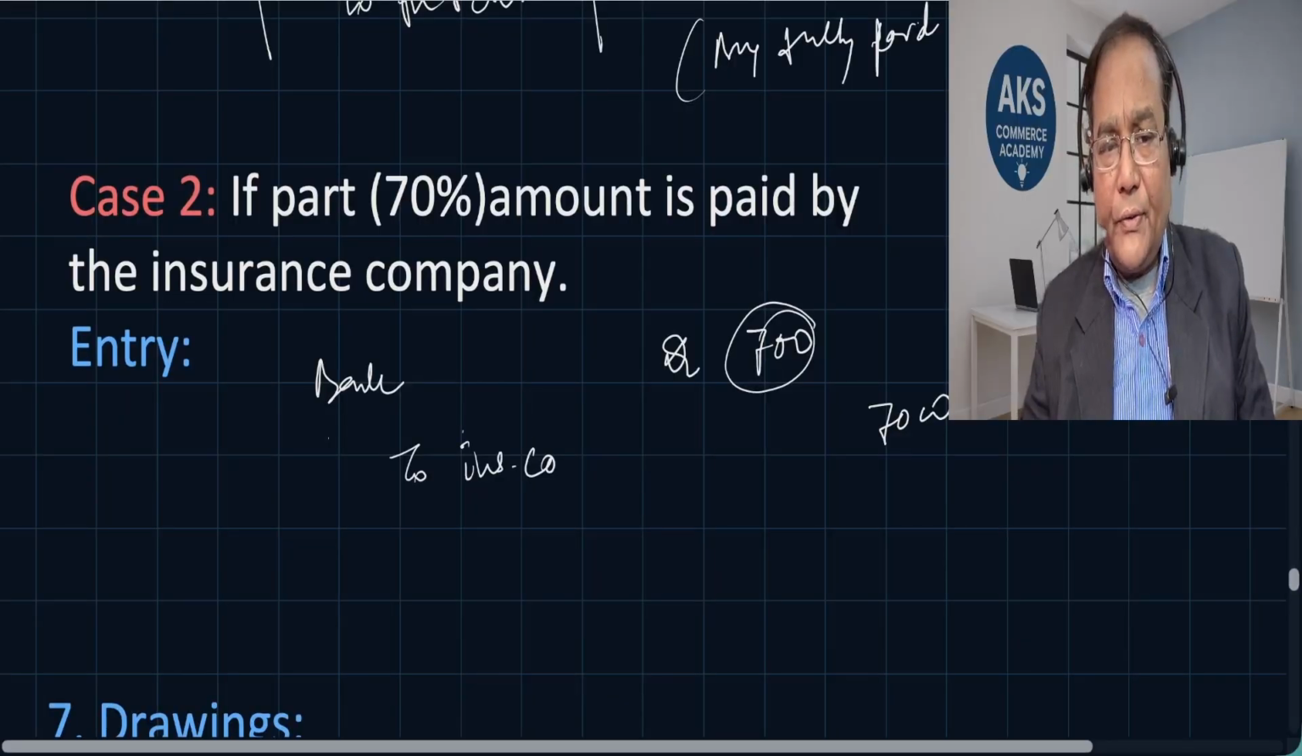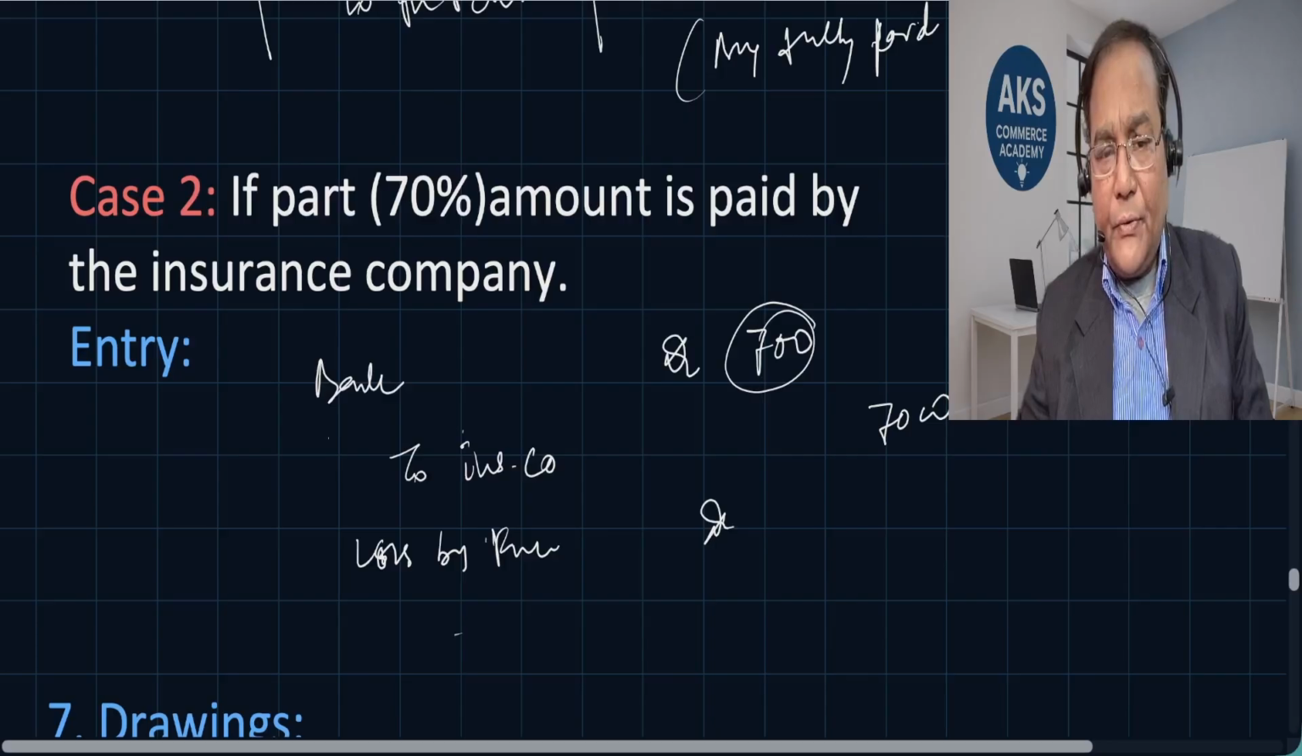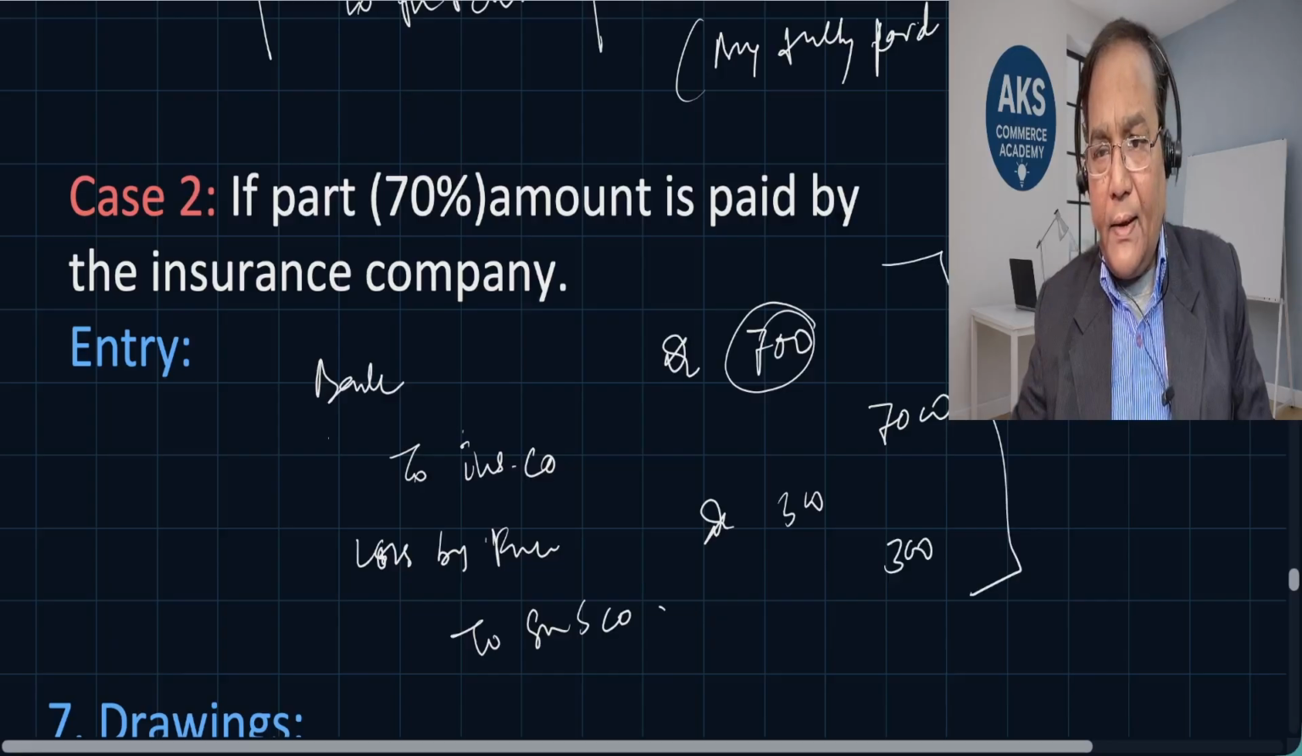So the remaining 300 is loss by fire, debit to insurance company. How much? 300. If we combine these two entries, how is it going to appear? Bank debit, loss by fire debit to insurance company, which is going to be 700, 300, 1000. I hope this is clear.